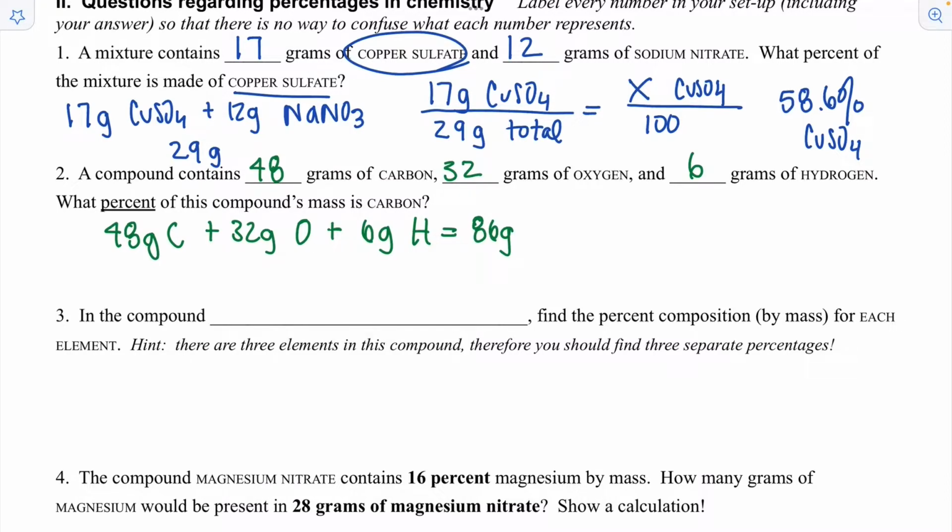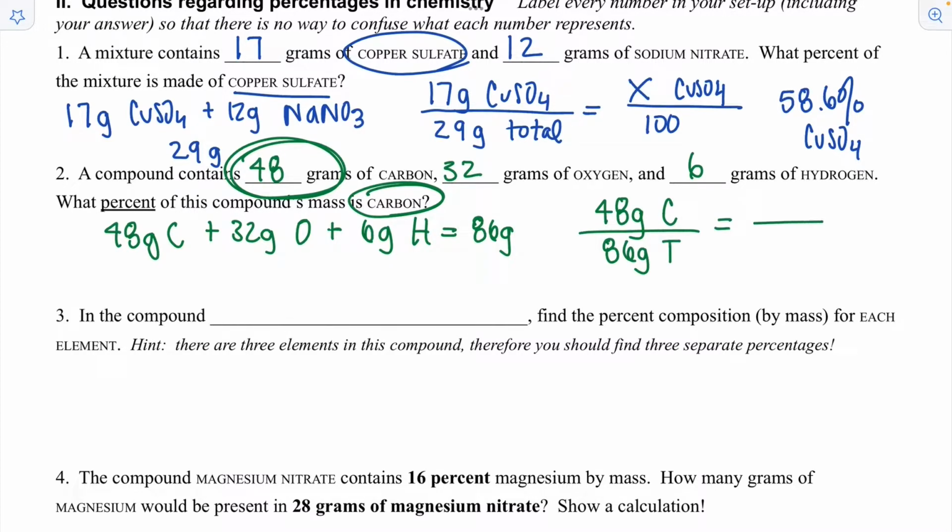Then, in order to find the percent that is carbon, we have to use the amount of carbon that we have. 48 grams carbon over 86 grams total. We can set that equal to x over 100. And if we do the math here, we'll get 55.8%. So let's apply that again, but now instead of giving you amounts, we'll use the molar masses.